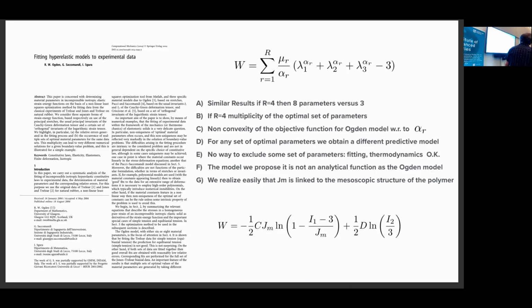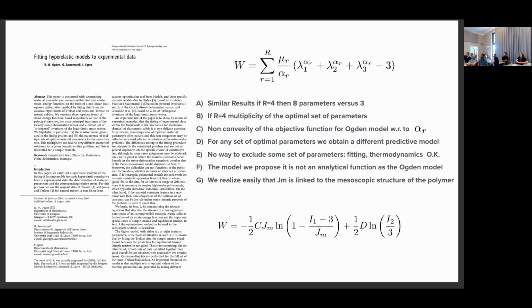And indeed, in 2004, I started to work with Ray Ogden on this model, and we discovered a very strange phenomenon: to obtain the same kind of relative errors, I have to take a parameter R that has to go to 4. So 4 pieces, and you obtain that if R is equal to 4, you have a multiplicity of optimal sets of parameters. This means that I can find several sets of mu_R and alpha_R which have the same descriptive power, but they are different. Why? Because when you do the fitting, the objective function of the fitting is not convex anymore in the alpha_R, in the exponents. It's a nonlinear fitting, it is not convex, and then you have no uniqueness.